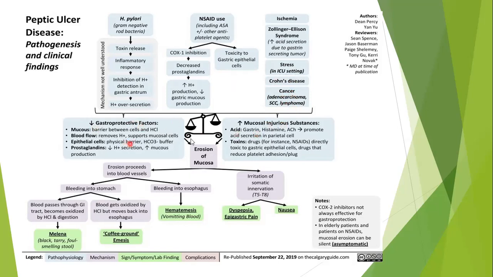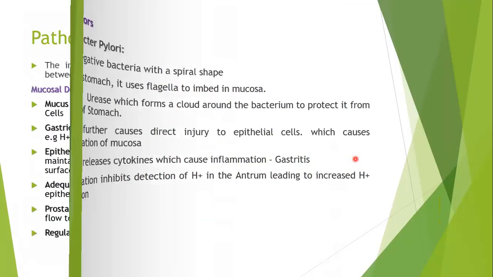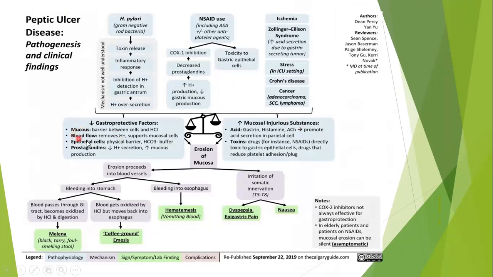Now, we said the principal mechanism is that there's an imbalance between the protective and the injurious factors, or the factors that can damage the mucosa, which we had talked about. So in the gastroprotective factors, we described what these are: mucus, blood flow, epithelial cells, prostaglandins. Then we also talked about these injurious substances or hostile factors, which include acids, increased gastrin, and histamine stimulation of the parietal cells: gastrin, histamine, and acetylcholine. Those three had been drawn on a diagram. If you do recall, those increase acid production, but also toxins.